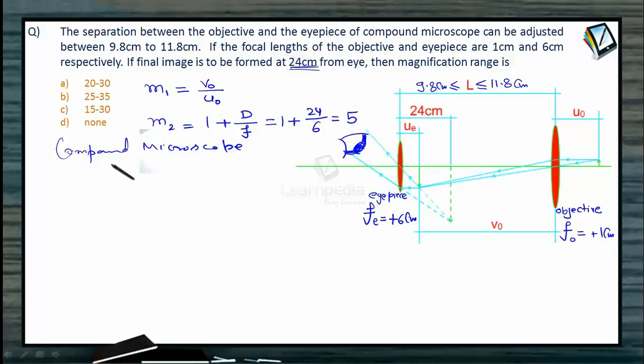The final magnification of the compound microscope is going to be M1 into M2. M1 is V0 upon U0, which we have to find, and then we can multiply it with M2, which is 5 and independent of the length of the tube. So how to proceed? We will start with the eyepiece only, because we know that the final image distance has to be 24 centimeters. So for the eyepiece, let us first inquire for what value of UE the image distance would be 24 centimeter.